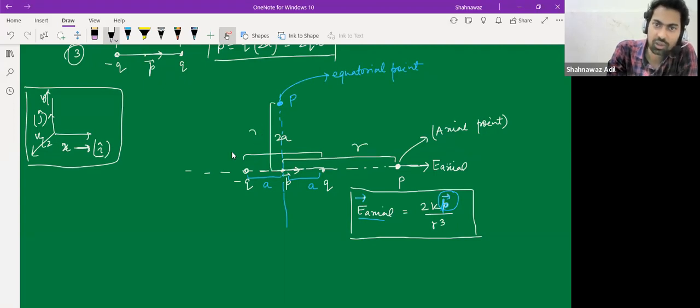So the electric field at this point will be in which direction, Aisha? Do you remember? This is the direction of the dipole moment. So the electric field at this point is in which direction? Yes, Aisha, do you remember? Did you revise?